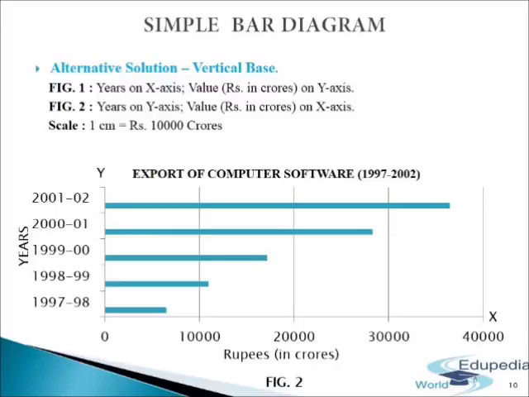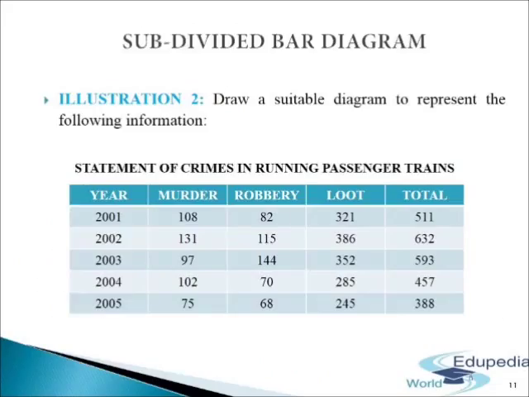The software export has increased from rupees 6,500 crores in 1997-98 to 36,500 crores in 2001-02. Thus, the software export has grown at a compound growth rate of 50% per year for the last 4 years. Next, we come to the subdivided bar diagram. These diagrams are also called component bar diagrams.